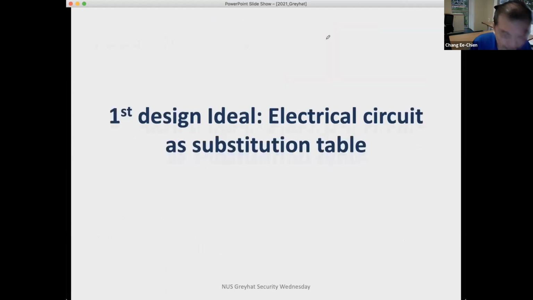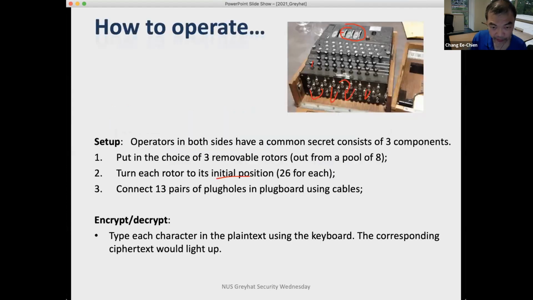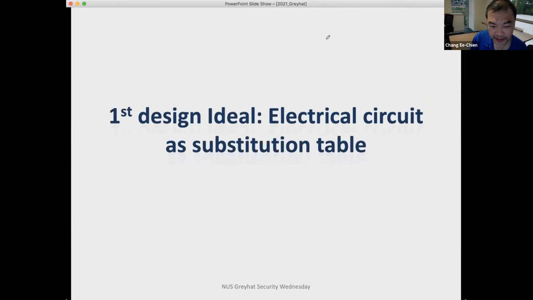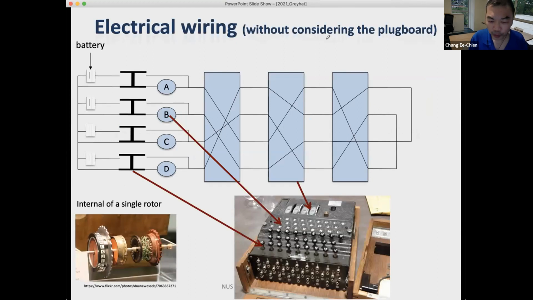And how is this done? First, there's a design idea. We can use an electrical circuit as substitution tables. So how do we do that? Look at this. This is the keyboard. This is a keyboard, right?